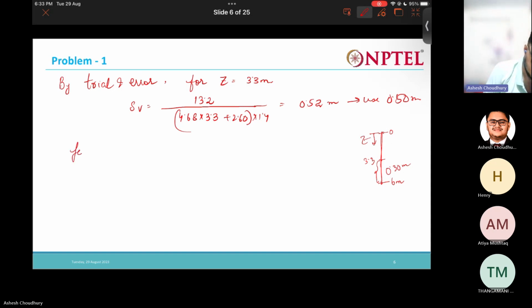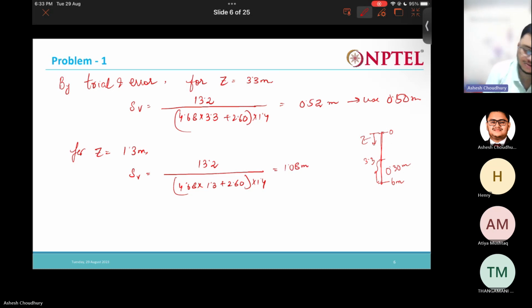Again, let us say for Z equal to 1.3 meter, our spacing will become 1.0 meter. So from 6, from here to here, we can take a spacing of 0.3.